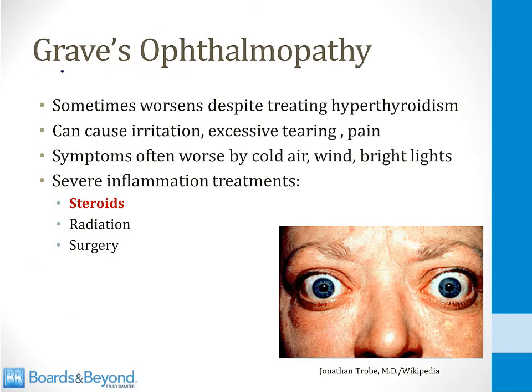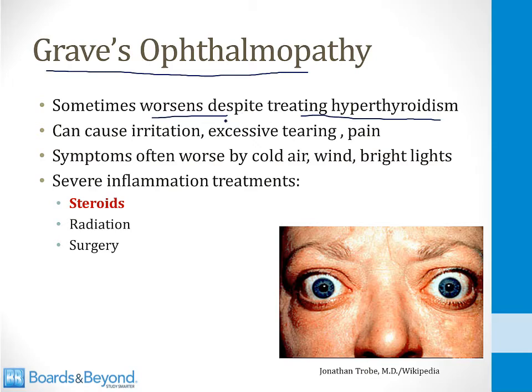The eye involvement of Graves' disease is sometimes referred to as Graves' ophthalmopathy, and the reason it's referred to separately is because it sometimes follows its own course from the thyroid gland. Often the eye symptoms do not improve when you treat the hyperthyroidism, and sometimes they even worsen despite treating the hyperthyroidism. So patients who have Graves, even though their thyroid symptoms may get better with therapy, can have chronic eye symptoms, and that's Graves' ophthalmopathy.